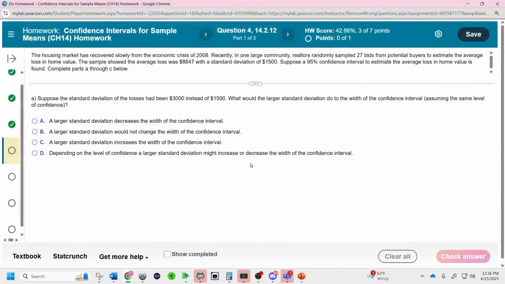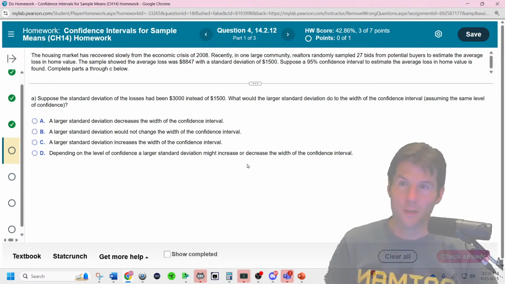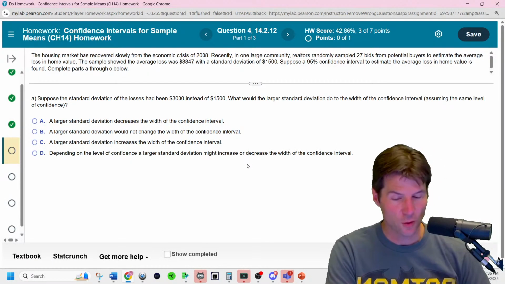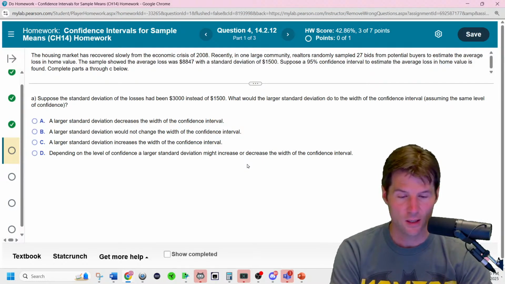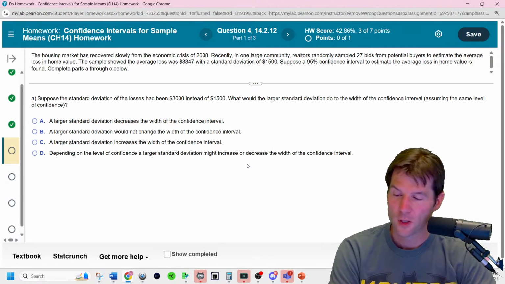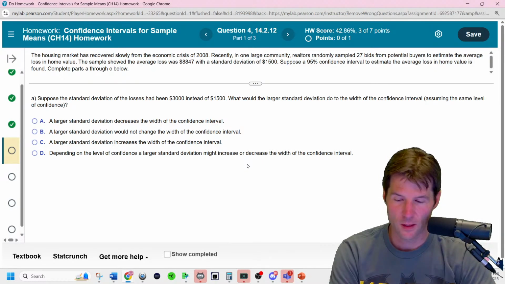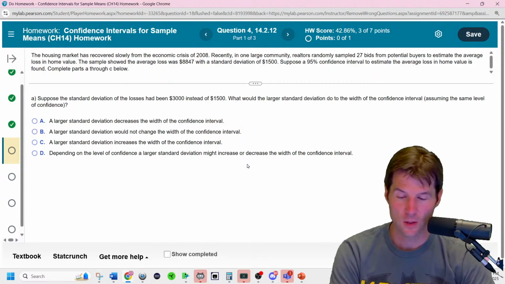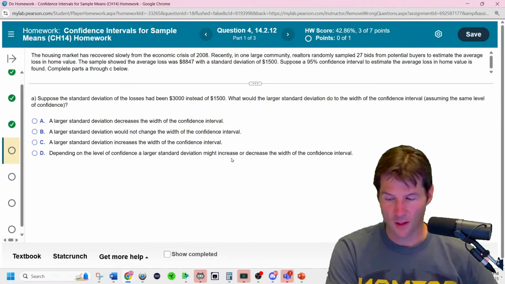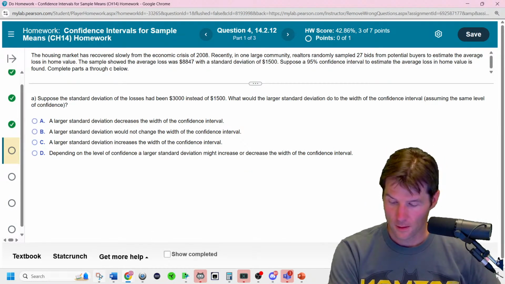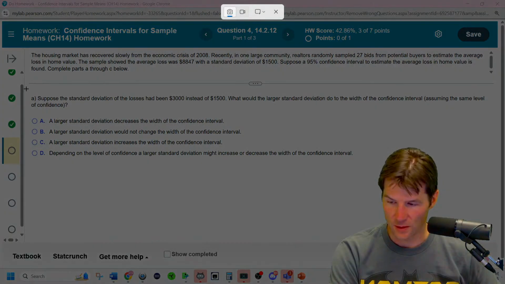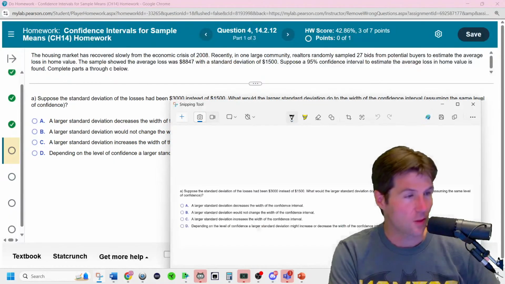There we go. I am 90% confident that the true mean housing loss in the market was contained in the interval blank to blank. Suppose the standard deviation of the losses has been this. If the standard deviation decreases, what happens to the interval? Let me mark this question.